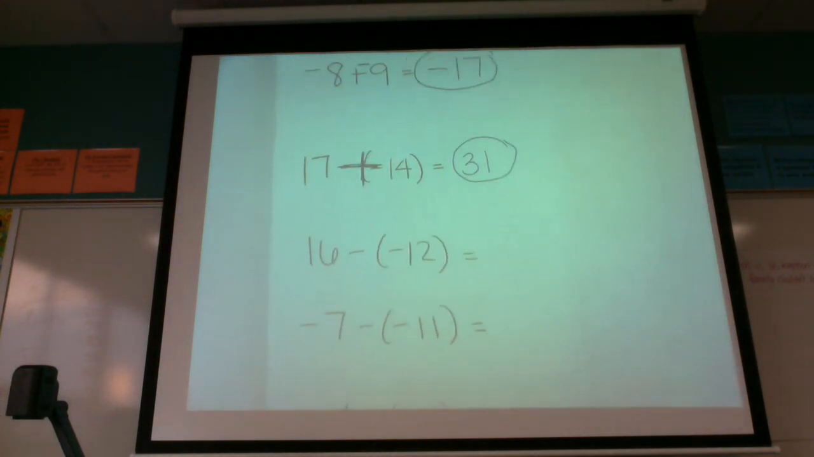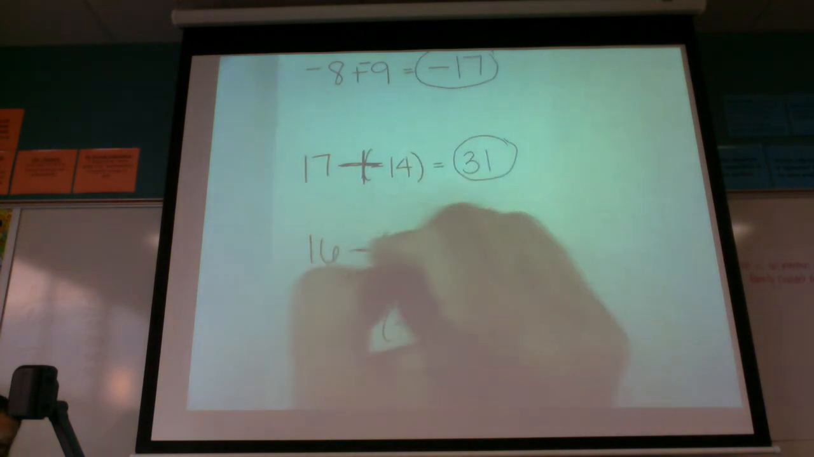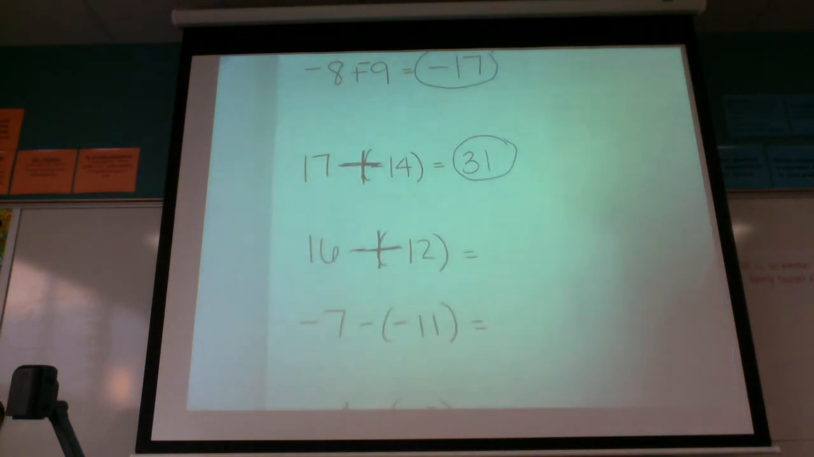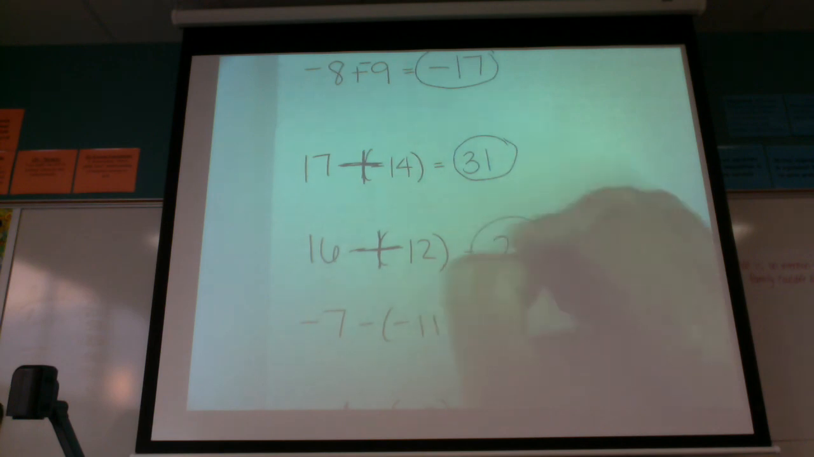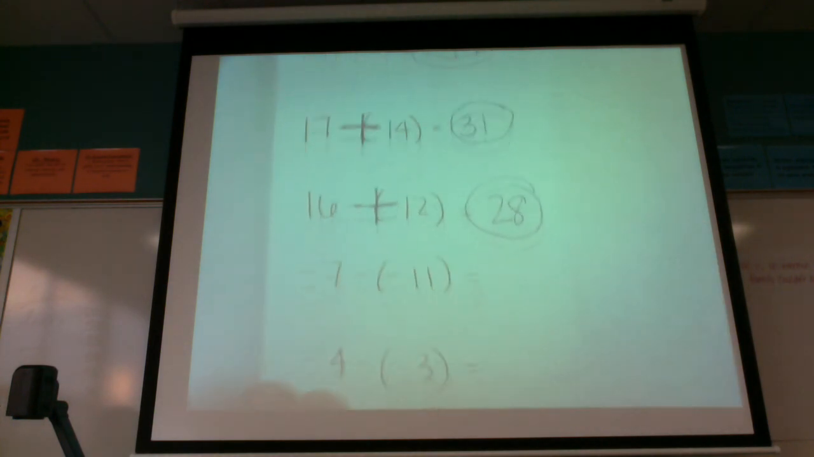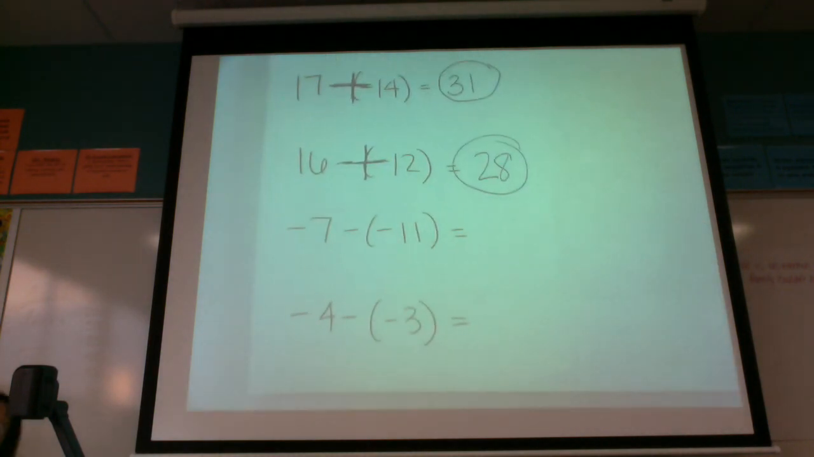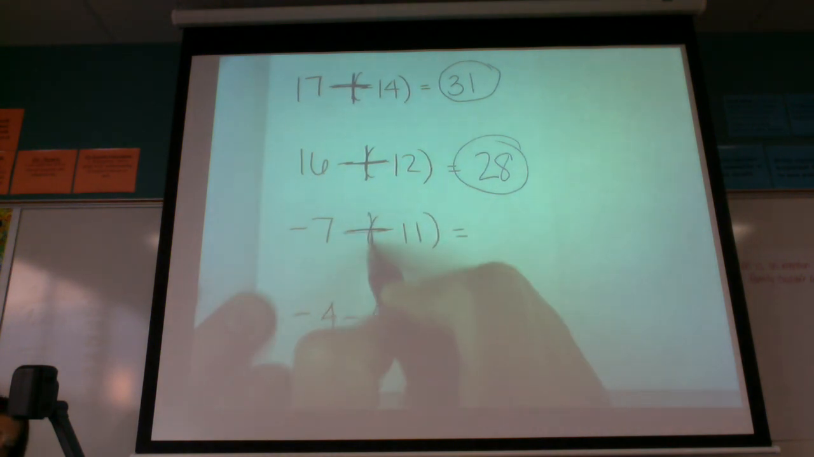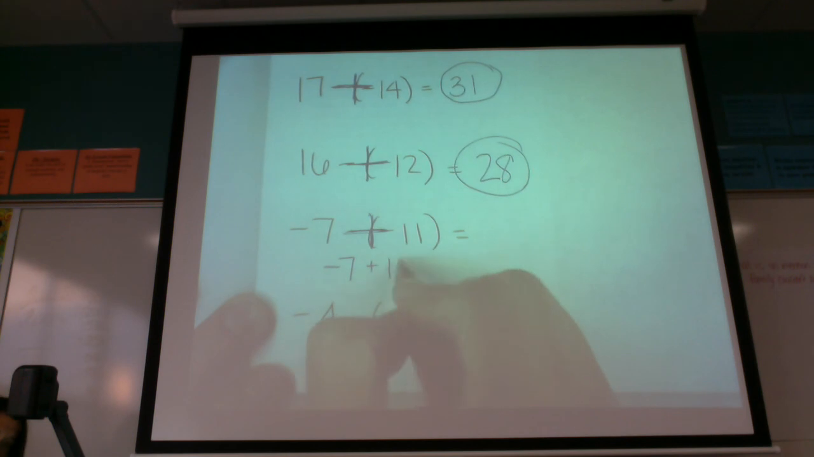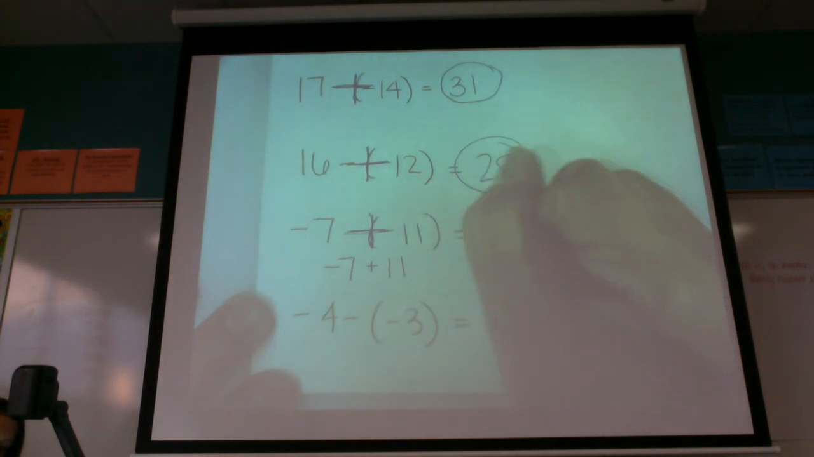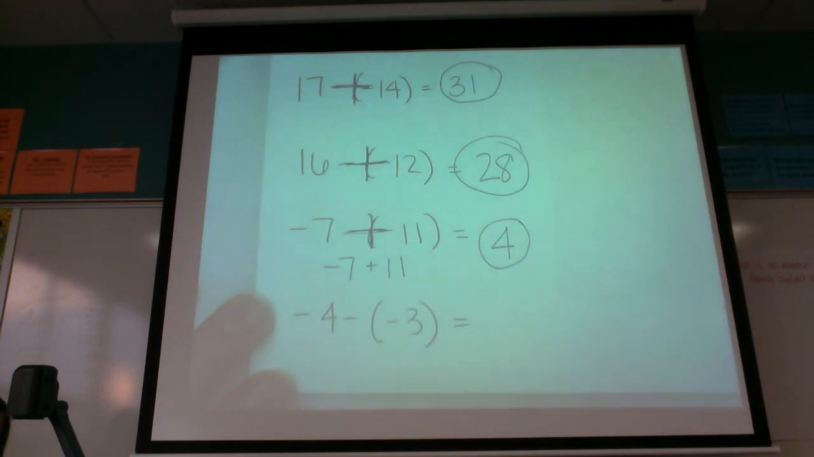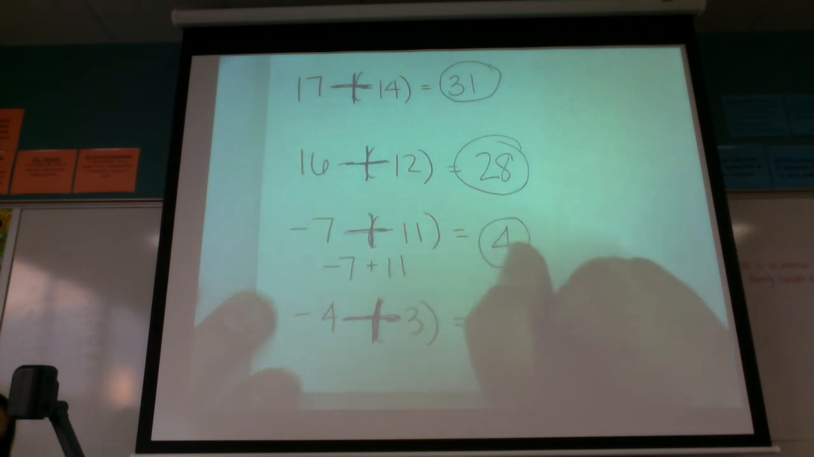16 minus negative 12, connect those. 16 plus 12 is going to give me 28. Negative 7 minus negative 11, oh, minus a negative, connect. So negative 7 plus 11, that's going to be a positive 4. And the last one there, negative 4 minus negative 3, connect those. Negative 4 plus 3, that's going to be negative 1.